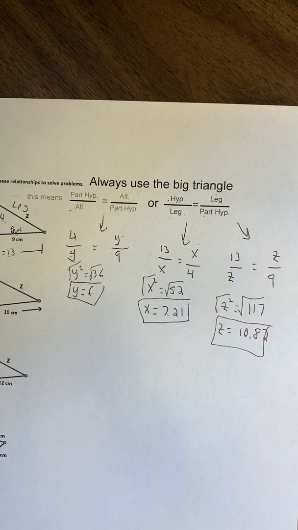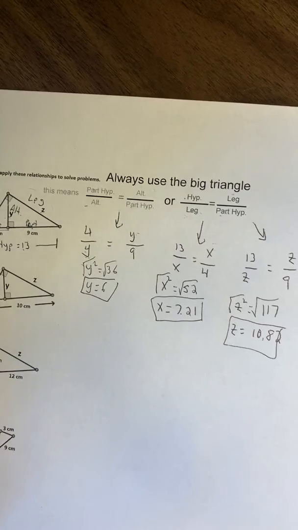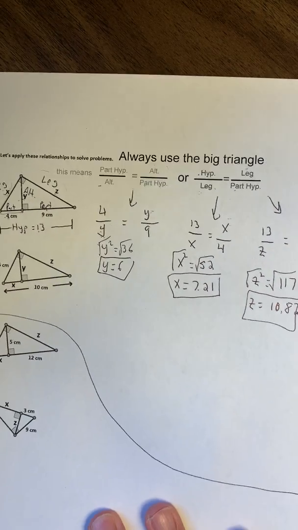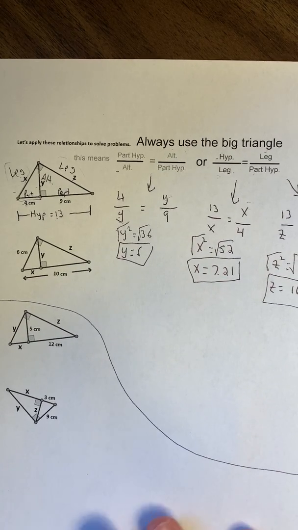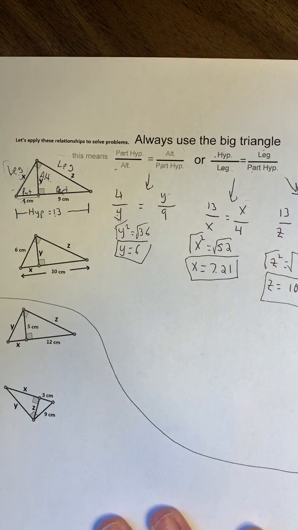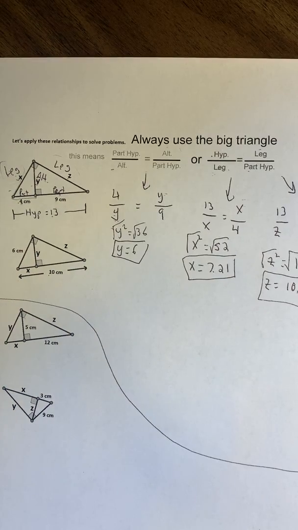Now, since we're here, why don't we try the next one? I'm going to try the next one. I need a lot of room over here. But I'm basically going to do the same thing. Now, here's a little problem that I've got. The entire hypotenuse from here to here is 10. You guys see that?